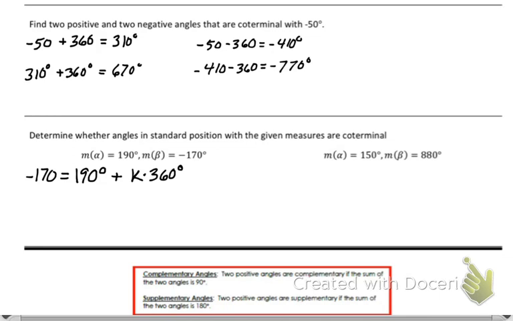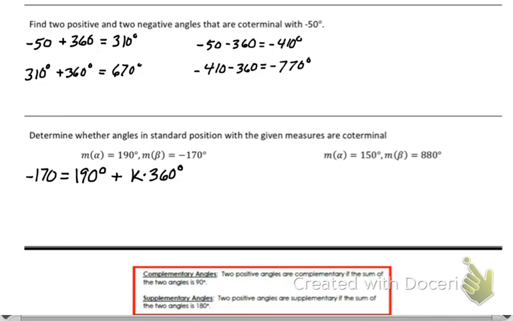And this number must be a whole number. It could be negative or it could be positive. This number is going to tell me how many rotations it is away. If it's 1.1, it's more than one full rotation. If it's 2, it's 2 full rotations.